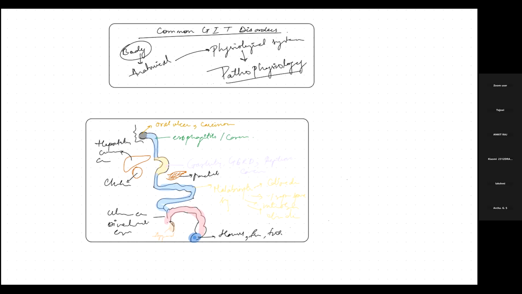If we talk about the anorectal part, the disorders are hemorrhoids, fistula, and fissures. If we talk about the appendix, appendicitis can be there. As for the accessory organs, that is liver, gallbladder, and pancreas, the liver will have hepatitis, the gallbladder will have cholelithiasis or cholecystitis, and the pancreas will have pancreatitis.